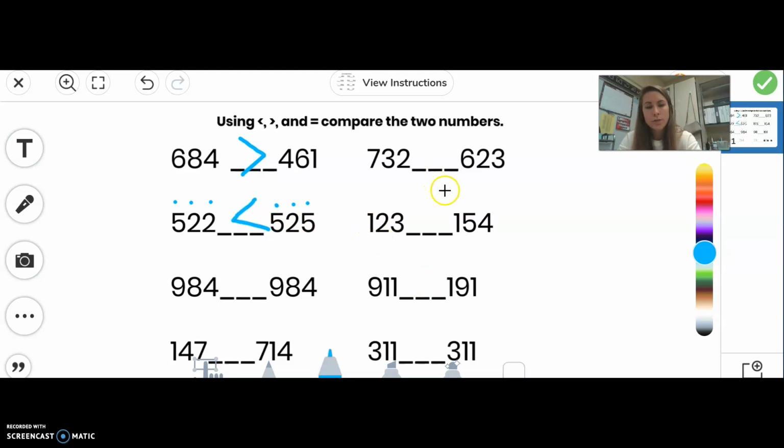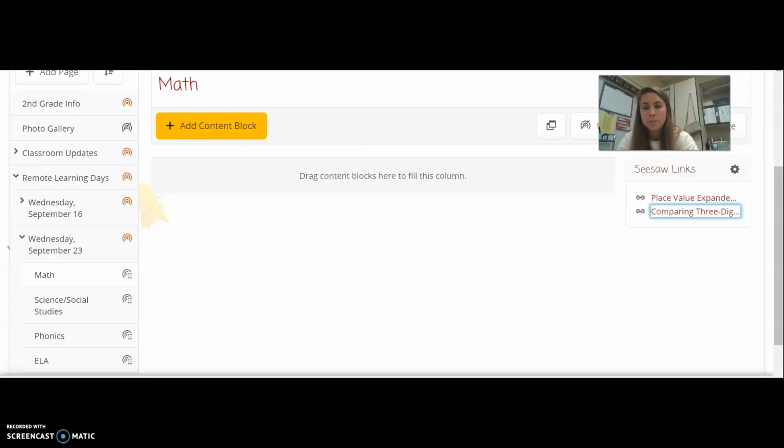So when some of the place values have the same number, you've got to start at the hundreds. If they're the same, you move to the tens and check that. If you find that one of those tens place numbers is bigger, that means the whole number is bigger. So make sure you are looking carefully. Some of these numbers, like this one, look like they might be equal, but they are not.